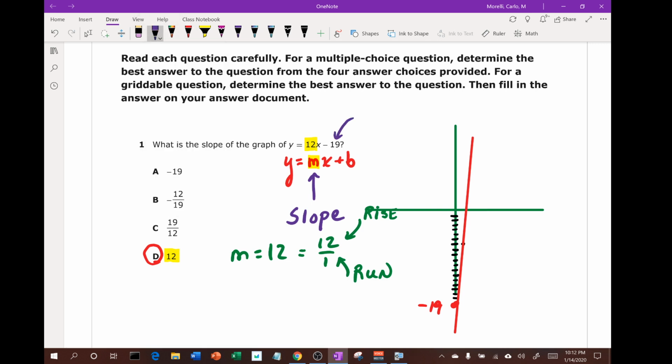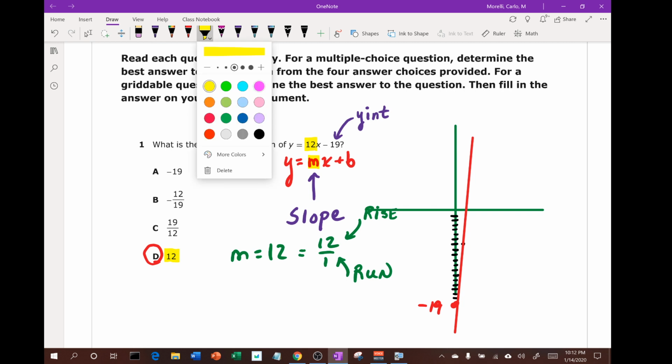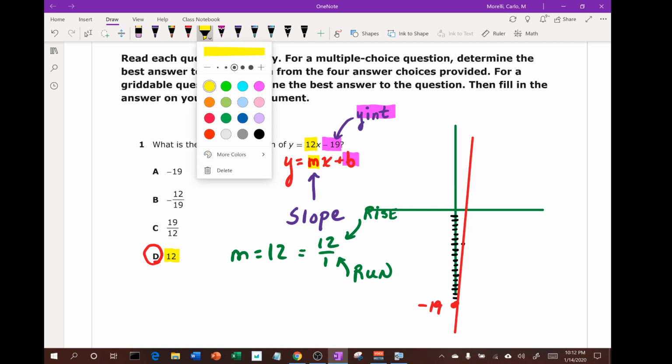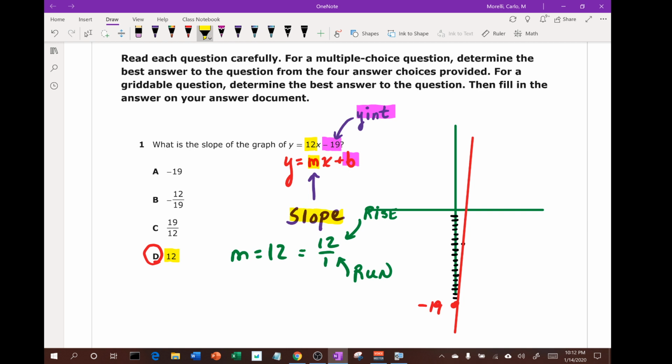So this is the y-int, okay, which is represented by that value right there, b. Okay, so the y-intercept, negative 19, is b, and the slope is 12.